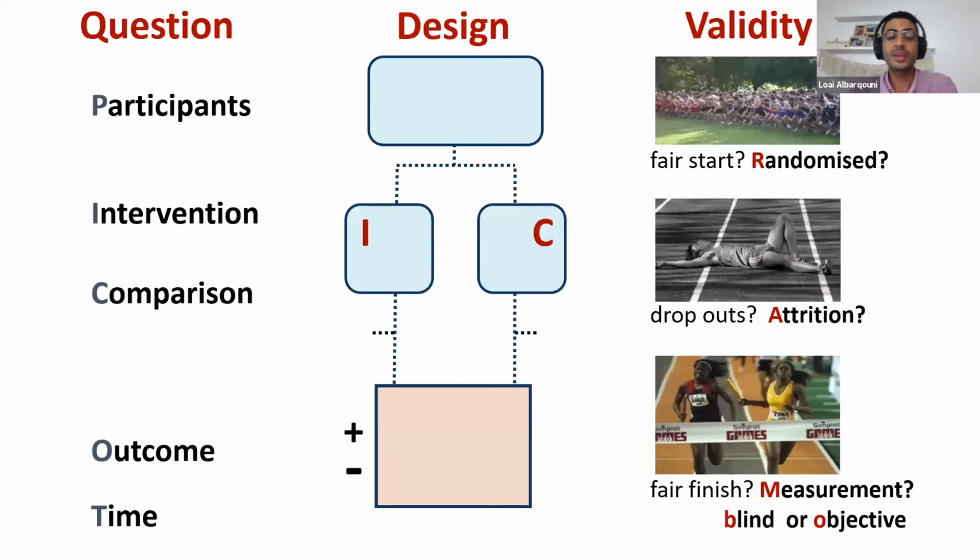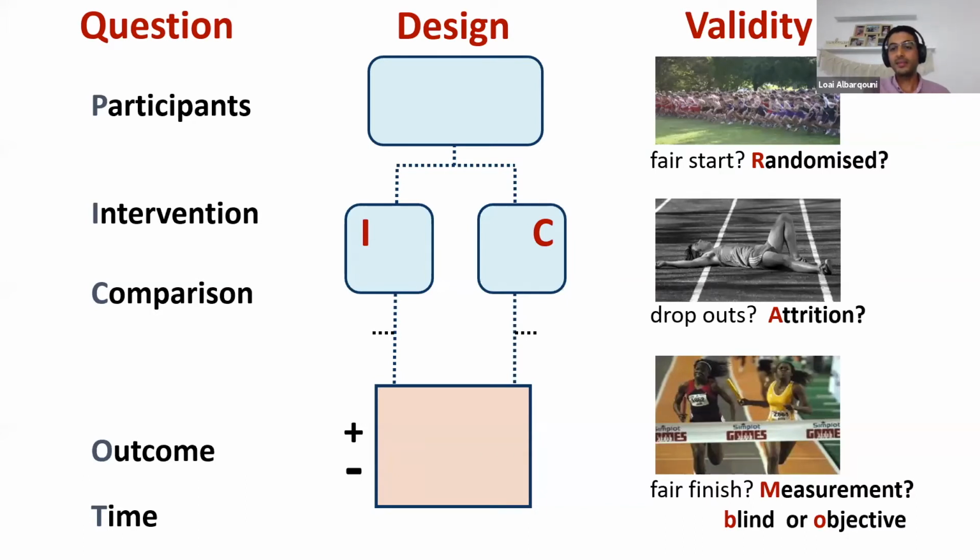So let's start with, you could think of that as a race. To have a good study, you should have a good start. You should have a fair start. So all the participants of that run should have a fair go. That's the R, randomized.